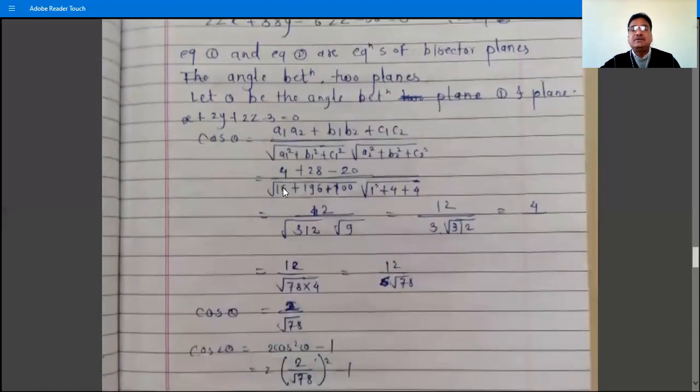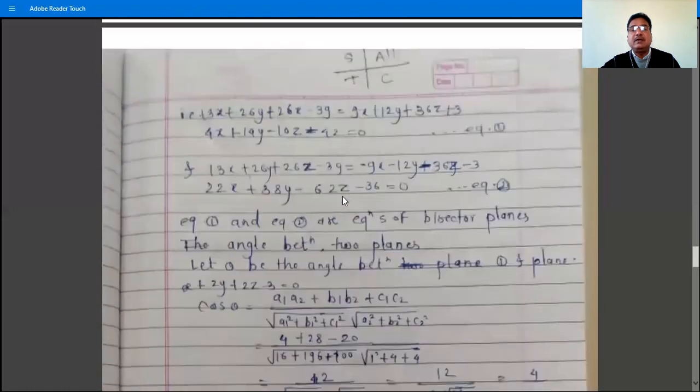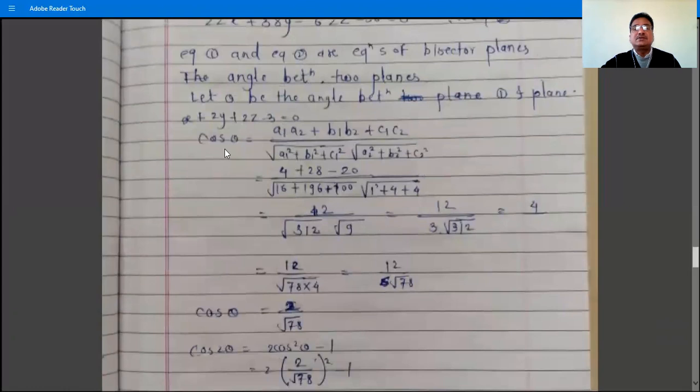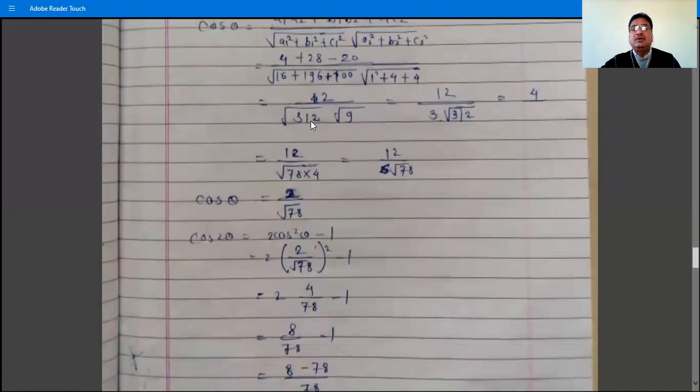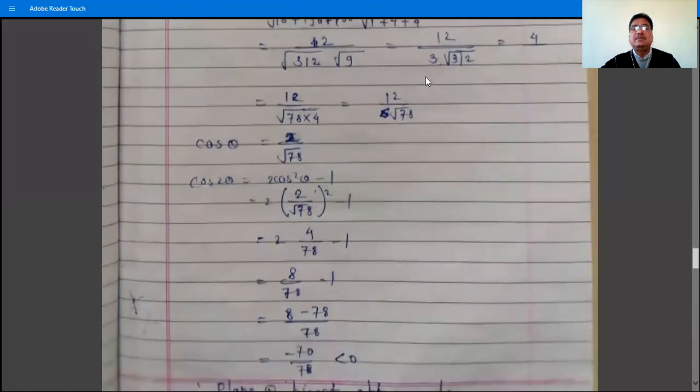by root a1 square plus b1 square plus c1 square. Take a1 b1 c1 as 4, 14 and minus 10, their squares, plus a2 b2 c2 as 1, 2, 2, so 1 square, 2 square is 4, 2 square is 4, and therefore we have the answer 42 divided by root 312 root 9. The simplification of that is 12 by 6 root 78. That is 2 by root 78. This is cos theta.